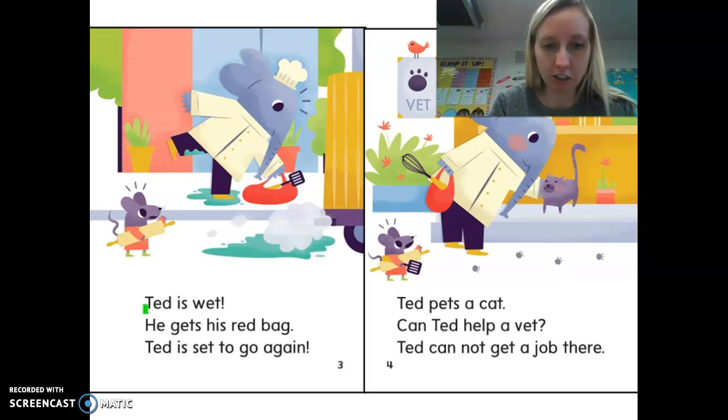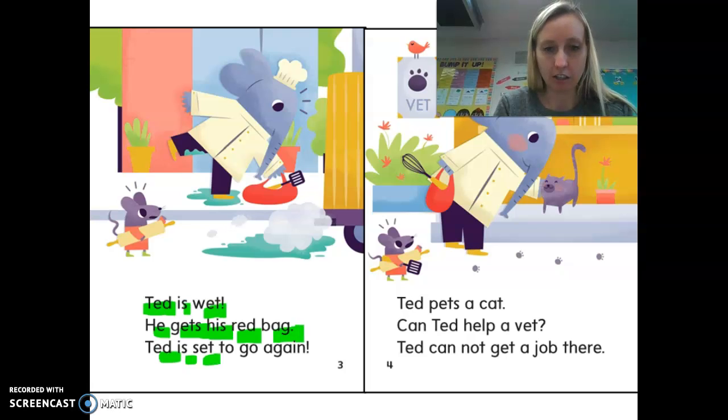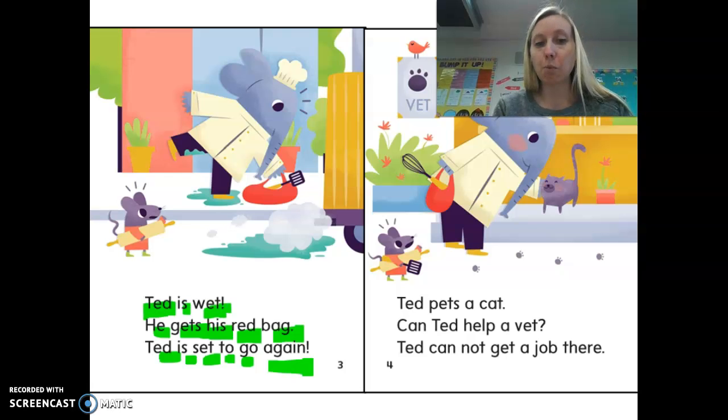Okay, your turn. Ooh, I see a sight word. Okay, let's read it together. Ted is wet. He gets his red bag. Ted is set to go again. Okay, your turn.